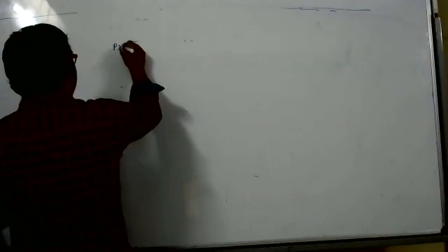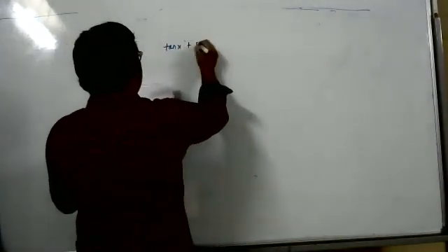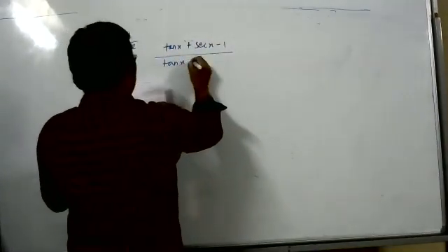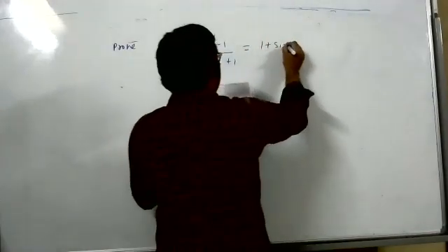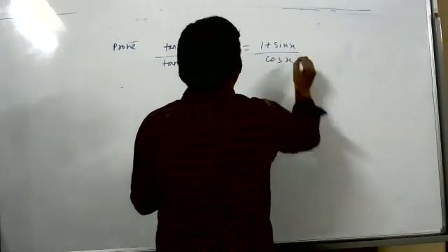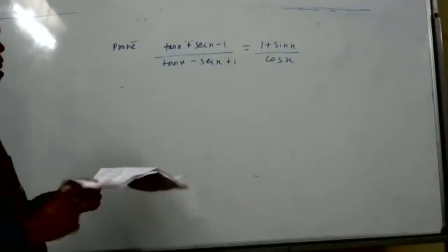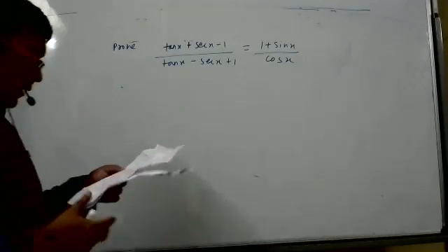Anybody can prove this sum? Prove: tan x plus secant x minus 1 by tan x minus secant x plus 1 is equal to 1 plus sin x by cos x. Prove and show me now. How to prove? So first you do working. Let other people also try. Sin and cos. Try this sum. Prajwal, do this sum. Proof sum.